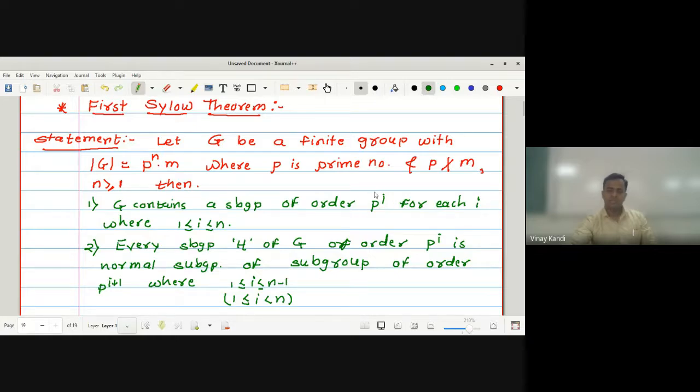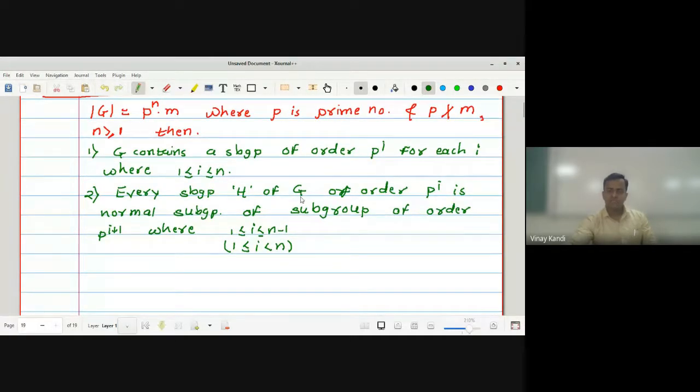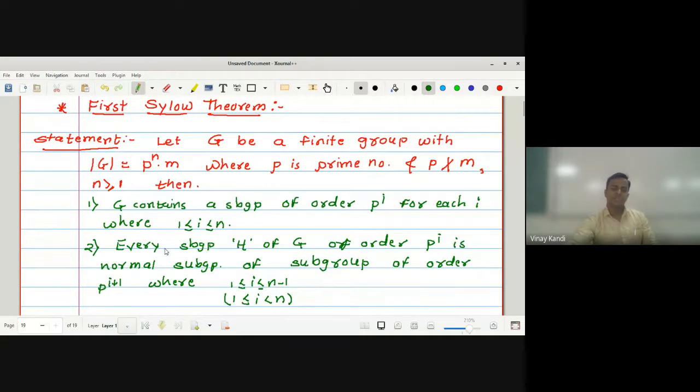p raised to i. Okay, where i is running from 1 to n, and every subgroup H of G of order p raised to i, whichever subgroup has order p raised to i, is a normal subgroup of order p raised to i plus 1. This H subgroup will be normal in which one? The one whose order is p raised to i plus 1, where i is running from 1 to n minus 1. Okay, so this is the statement of this theorem.